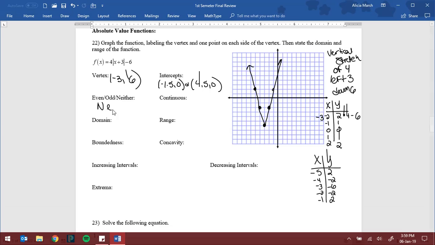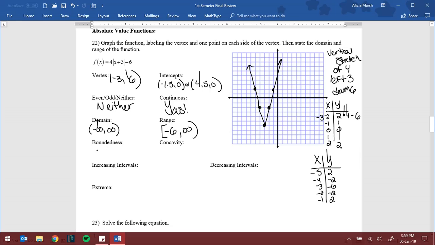This would be a neither graph. Remember, it doesn't fold over the y-axis, doesn't fold the first quadrant, the third quadrant don't match, so that's neither. Definitely continuous. Domain, that would be -infinity to infinity. Range, however, notice he does get to an end, so he stops at -6. I'm including it because it's bracket. To infinity.